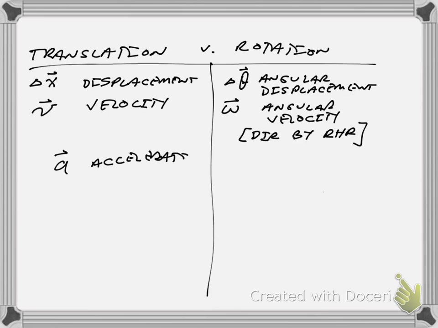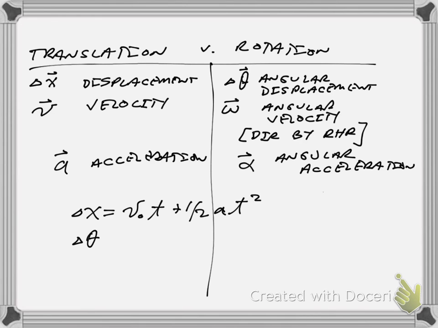All right, so then we learned about acceleration, the rate of change of velocity, and therefore we're going to obviously have an angular acceleration, and we're going to use the symbol alpha for that. And again, it's going to have a similar direction notation by that right-hand rule.